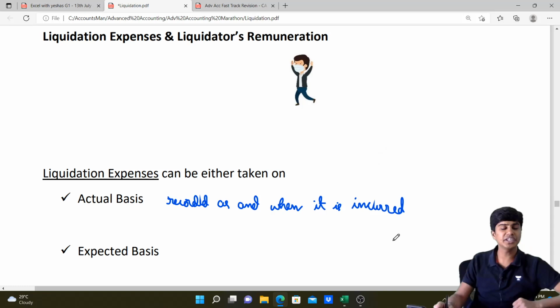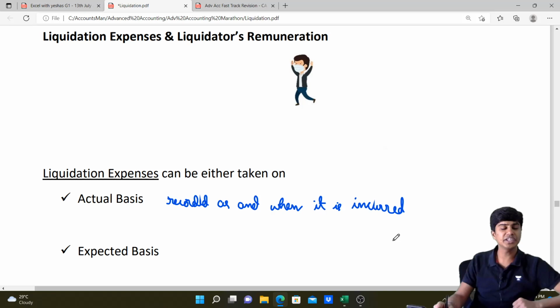We incurred some 10,000 rupees liquidation expense today. I'll record it today. If we incurred it after a month, we'll record it after a month, meaning after sale of assets or at the time of repayment of liabilities. Whenever it is incurred, to the extent it is incurred, it will be recorded. On expected basis means we don't record it as and when we incur. We record it even before incurring. We make provision for the same. Yes, we record it on expected basis by making provision for the same.